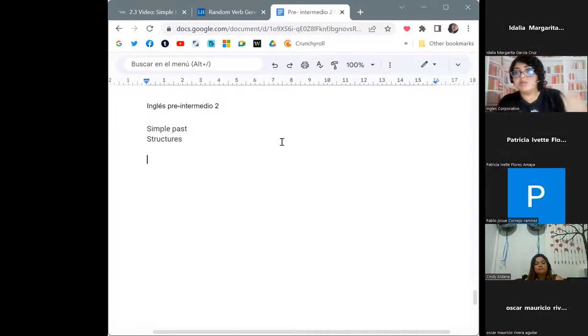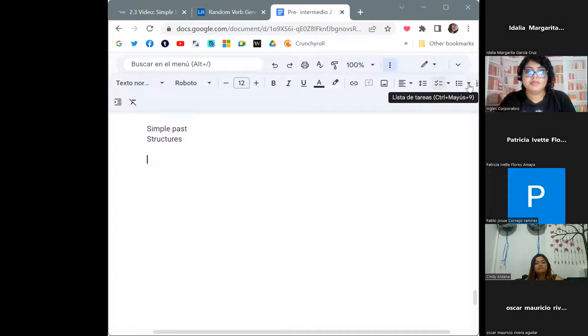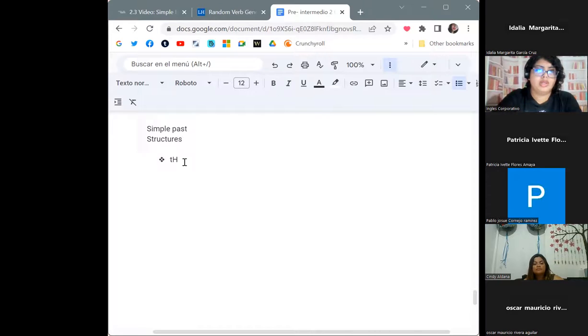And that is the way in which we are going to use this structure. And I'm going to write just these two parts here, just to remember. This is used to show that a completed action took place at a specific time in the past.